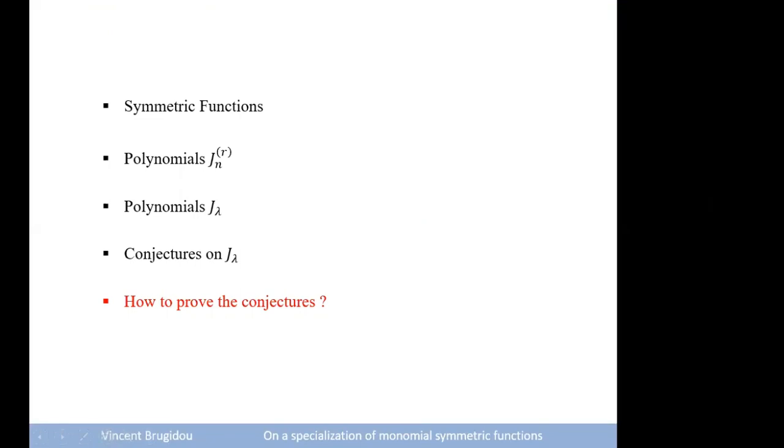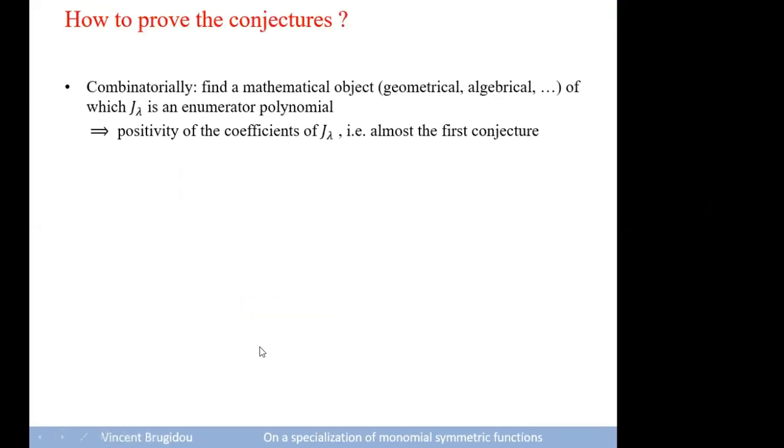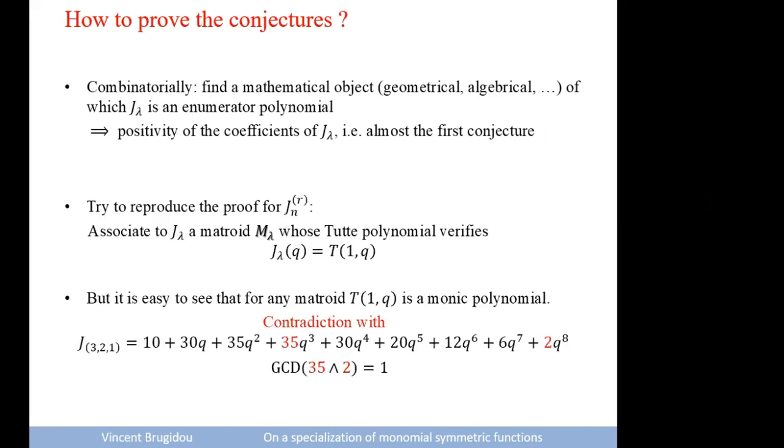How to prove completely the conjecture? One possibility is combinatorial. Basically, it is about finding a mathematical object whose J lambda is an enumerator of a characteristic of this object. This will almost give the first conjecture. More elaborate is to try to reproduce the proof used for G and R, since it will prove both conjectures.